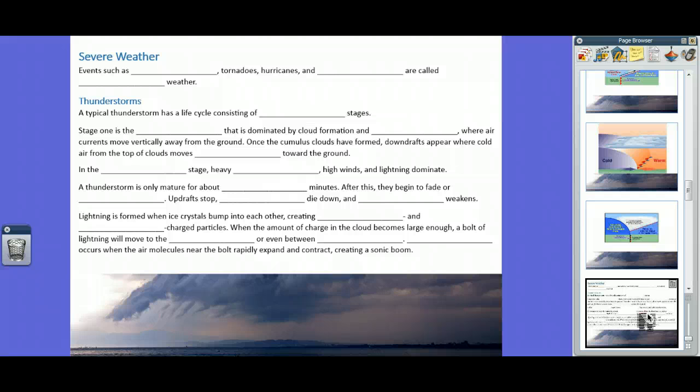Okay, so let's talk about when cold fronts pass through, we have severe weather. In the United States, we're constantly dealing with severe weather in one way or another. Events such as thunderstorms, tornadoes, hurricanes, and blizzards are called severe weather. Those are the four events that we call severe weather.